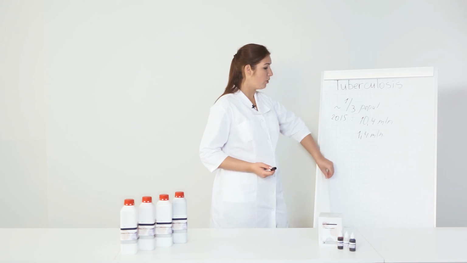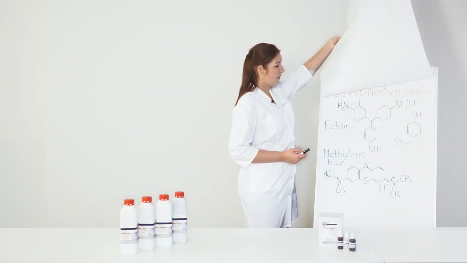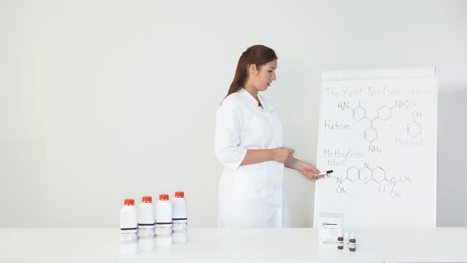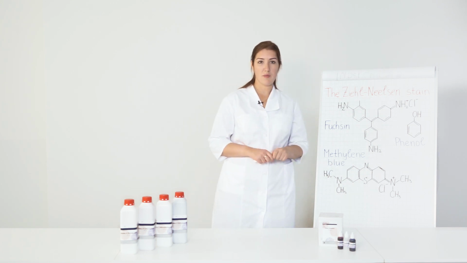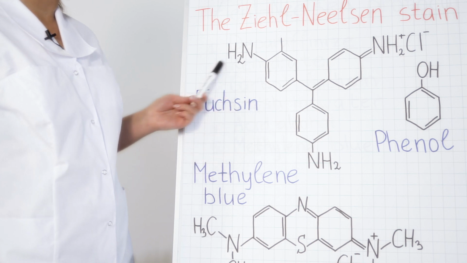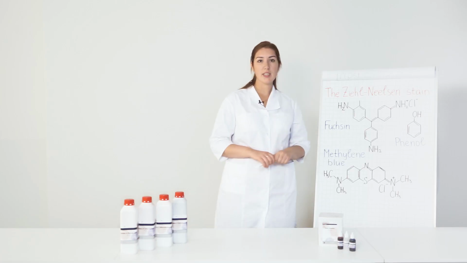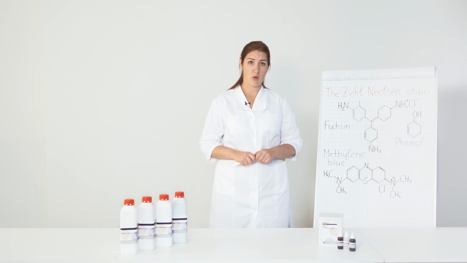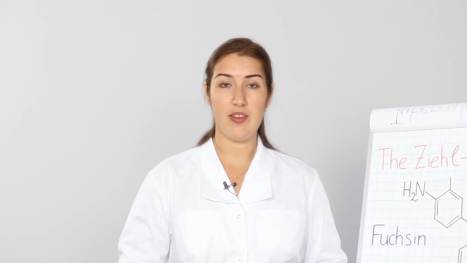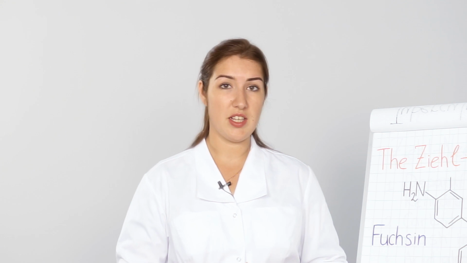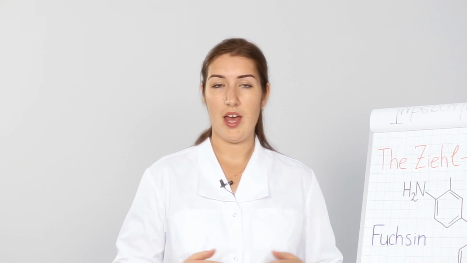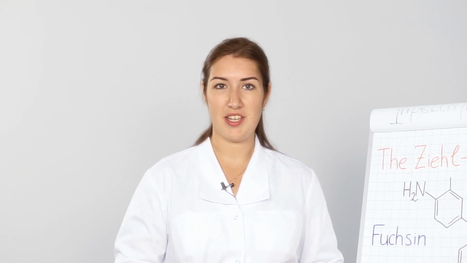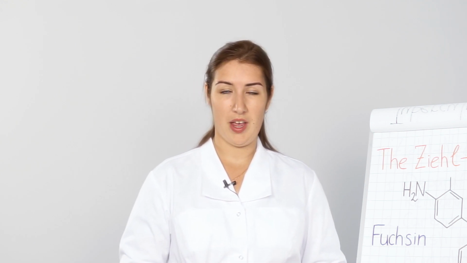The reagents which are used in this method are carbofuchsin, acid alcohol, and methylene blue. Carbofuchsin is a mixture of phenol and basic fuchsin. It has an affinity to mycolic acids from bacteria cell wall. It is more soluble in these cell lipids than in acid alcohol. That's why the bacteria will retain the initial red color even after destaining in acid alcohol.